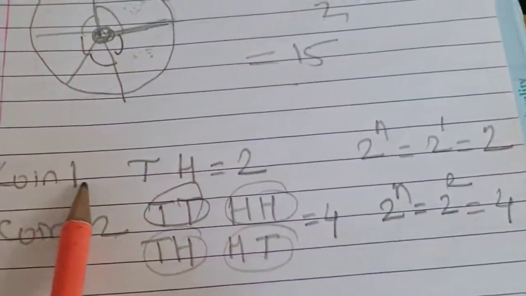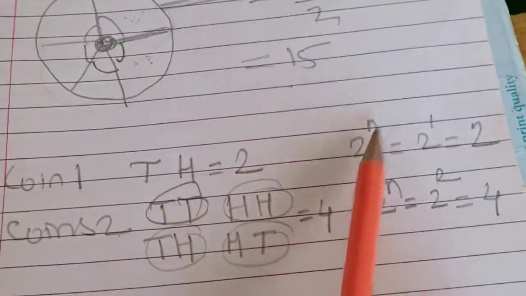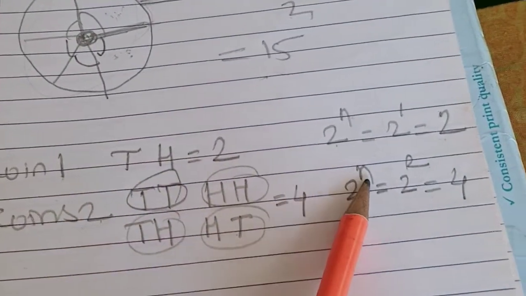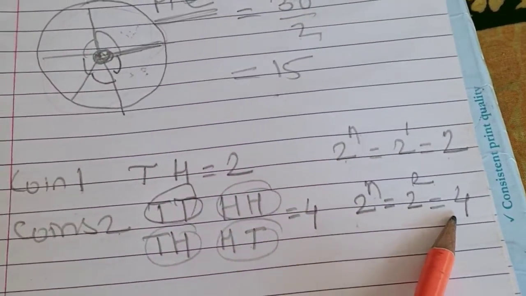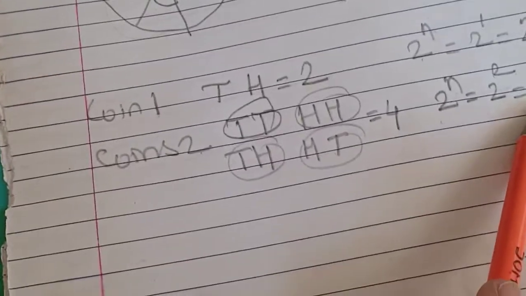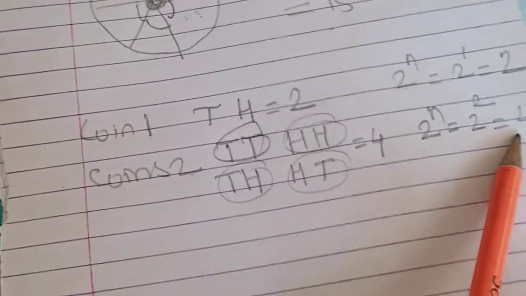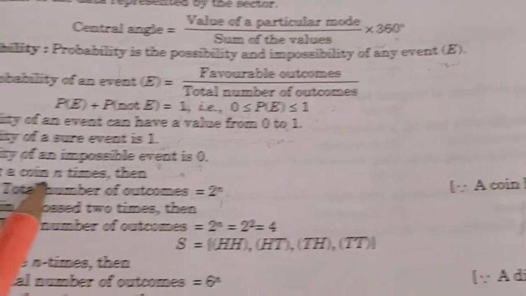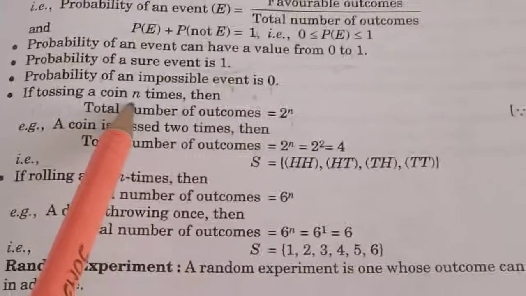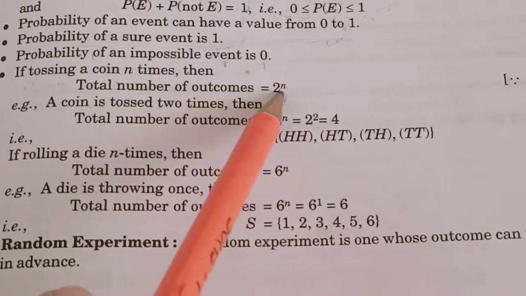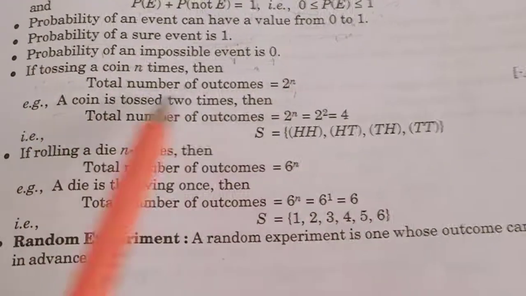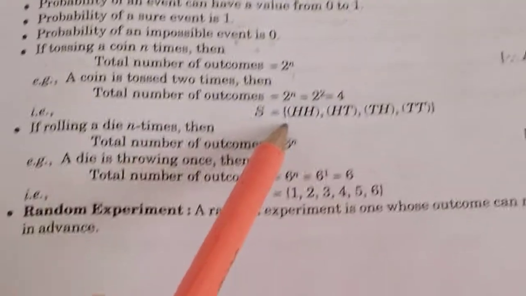Means when you have one coin, then 2 raised to n means 2. If n equals 2, then 2 raised to n means 2 raised to 2, that is 4, the total outcomes by tossing the coins. That is given here: if a coin is tossed n times, then the total number of outcomes is 2 raised to n. Example, a coin is tossed 2 times, which I just explained.